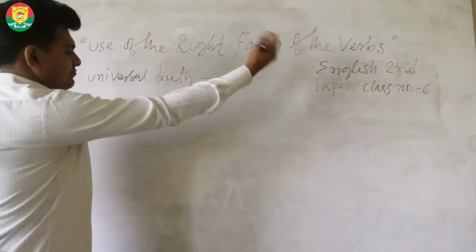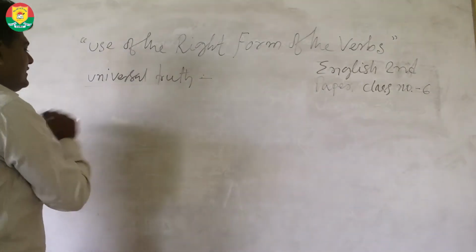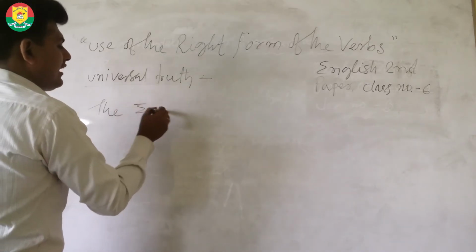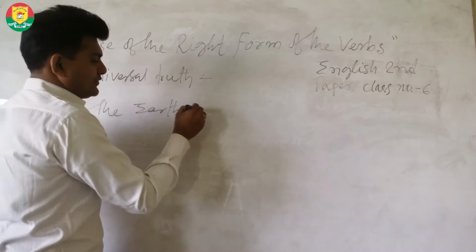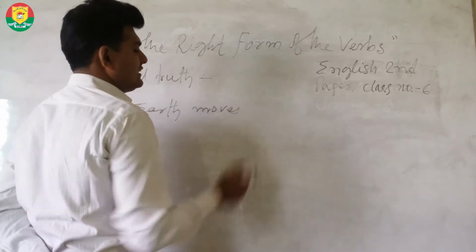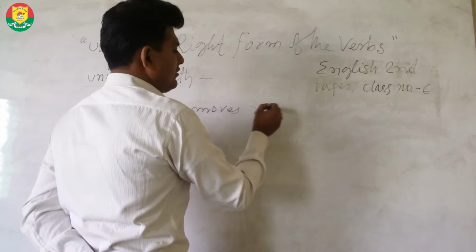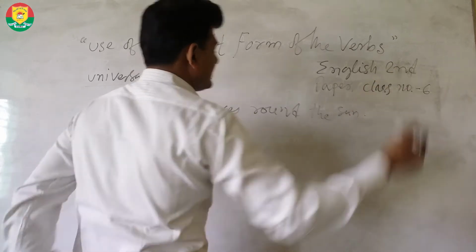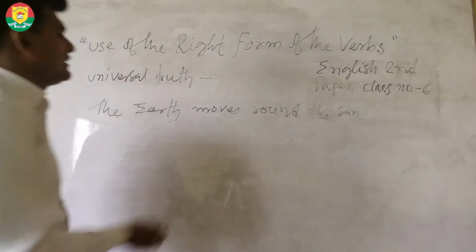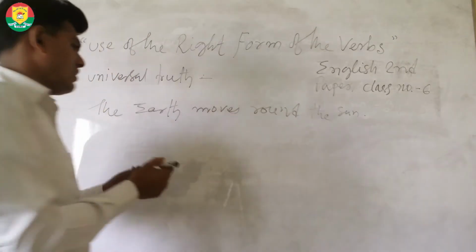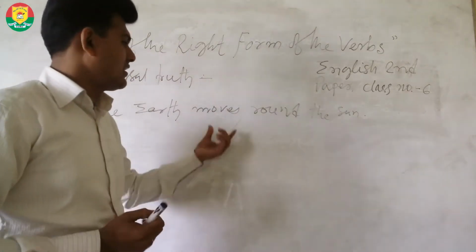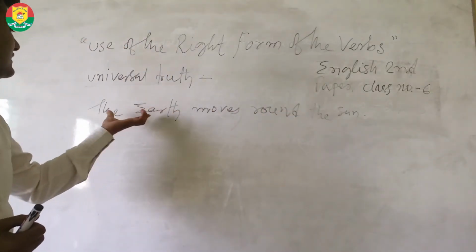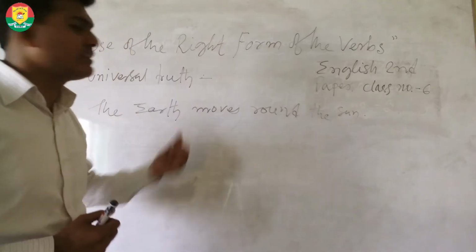For example, the earth moves around the sun. Here, the right form of the verb is move. So the right form of the verb will be: the earth moves around the sun. This is a universal truth.